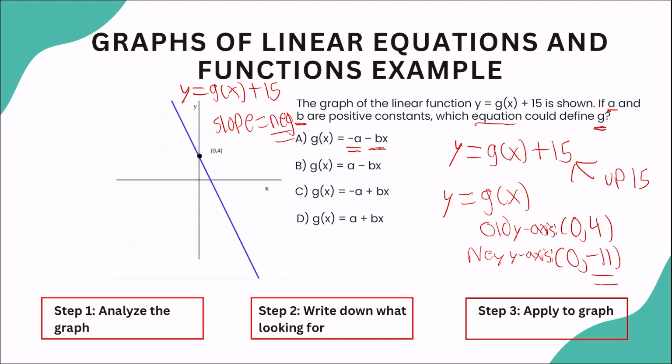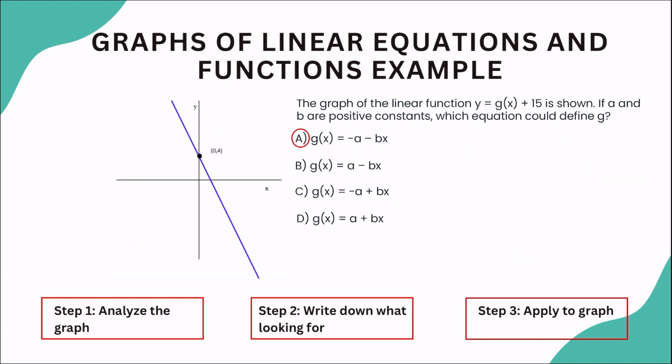And so I think A is a good choice for me. We can look at these other ones. This one's got a positive y-intercept, so I'm saying no. C has a positive slope, I'm saying no. And D has a positive y-intercept and a positive slope, so I'm saying no there. So I think A is going to be my answer. As you can see, A is correct. And so this is how you kind of tackle one of these problems from start to finish.